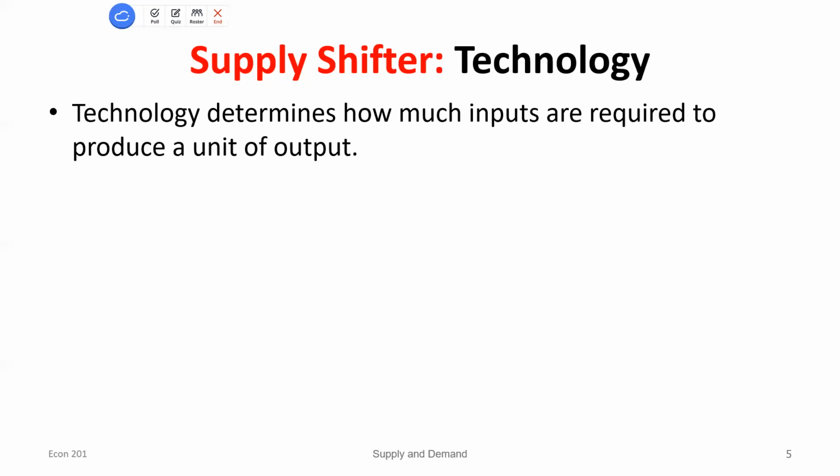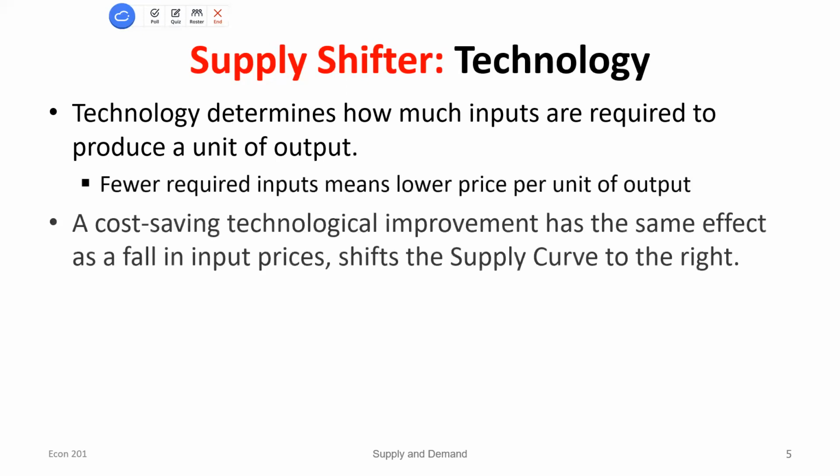So technology improvements are really just like input price decreases. There are not many examples where we see it work the other way.